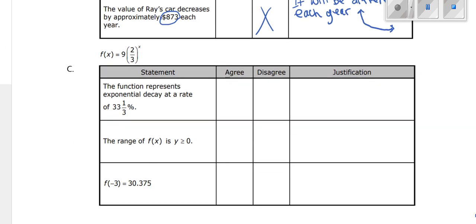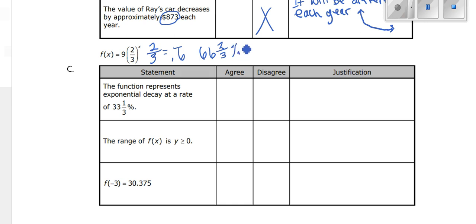C, 9 times 2/3 to the x power. The function represents exponential decay at a rate of 33 1/3%. Okay, so the function represents exponential decay at a rate of 33 1/3%. I'm sorry, I had to go back and refresh my memory on that one. 2/3, if I look at my function, it's 0.6 repeating, which is 66 and 2/3%.